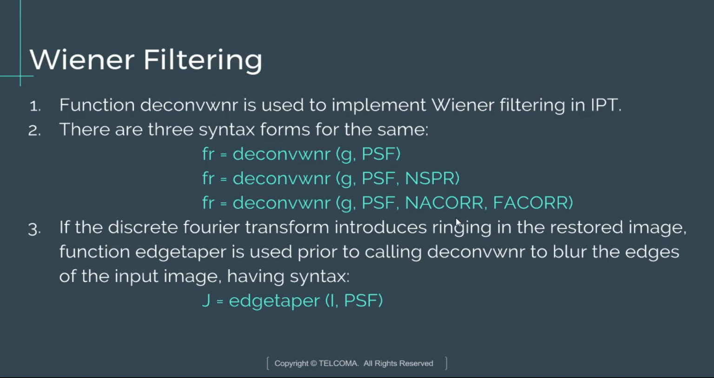If the restored image exhibits ringing introduced by the discrete Fourier transform used in the algorithm, it sometimes helps to use the function edgetaper prior to calling deconvwnr. The syntax is J = edgetaper(I, psf). This function blurs the edges of the input image I using the point spread function, that is PSF. The output image J is the weighted sum of I and its blurred version. The weighting array, determined by the autocorrelation function of PSF, makes J equal to I in its central region and equal to the blurred version of I near the edges.